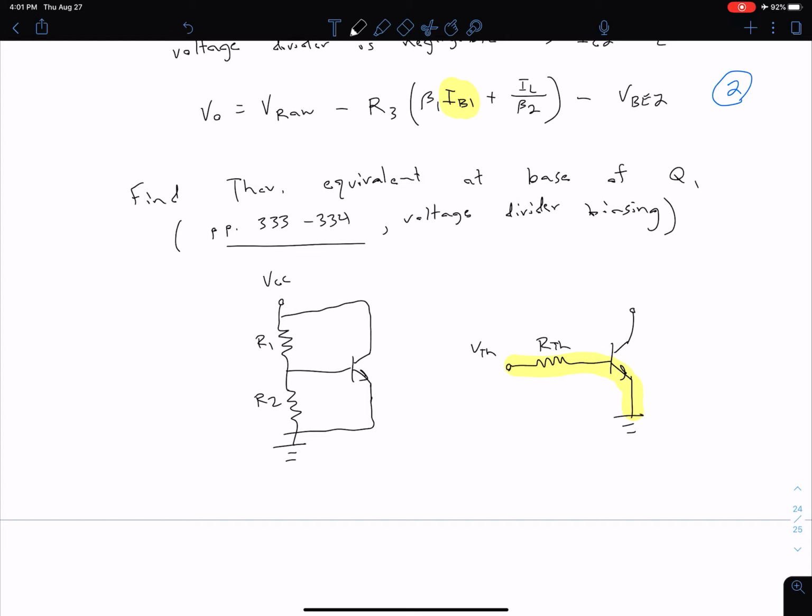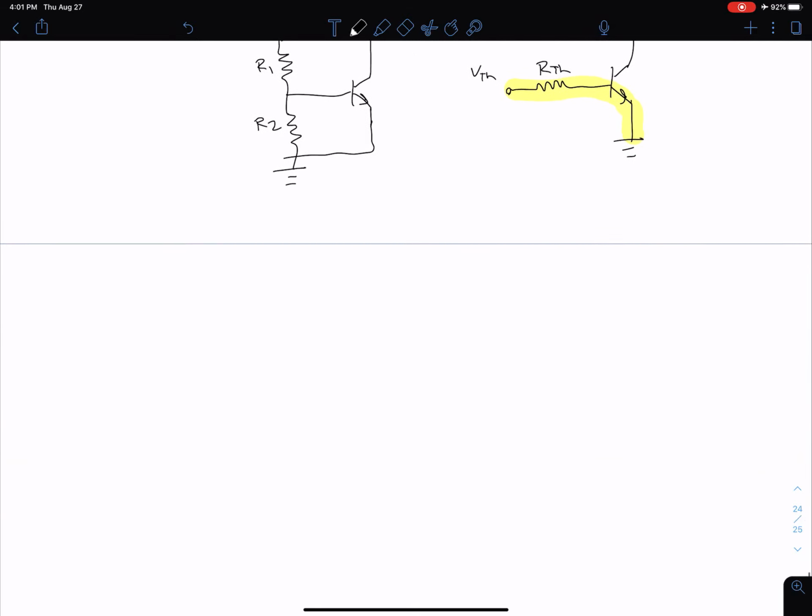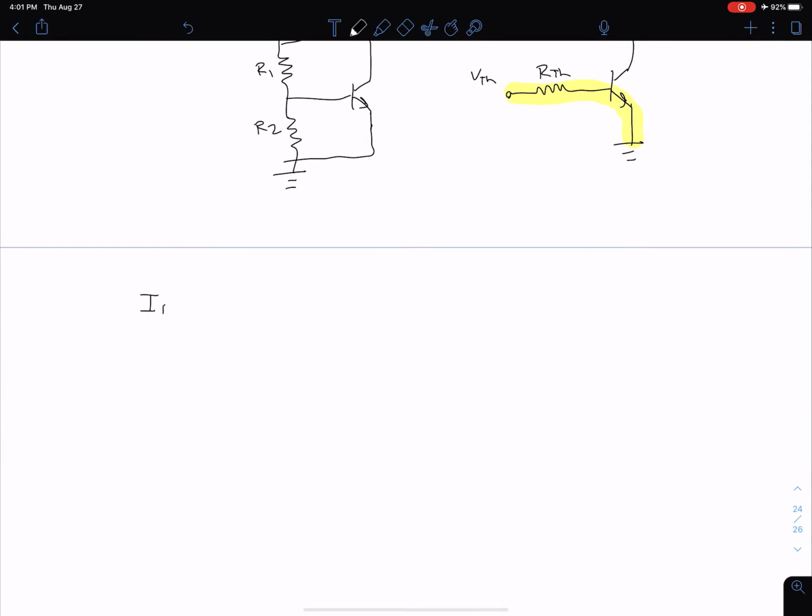If we follow this basic approach, what we see is that our IB1 is equal to, we're going to have a messy equation here. In our numerator, we're going to have V0 R2 divided by R1 plus R2. That is our V Thevenin, and that basically just comes from the voltage divider at the base.